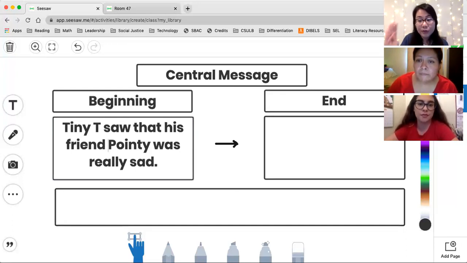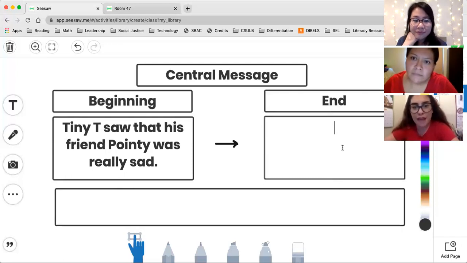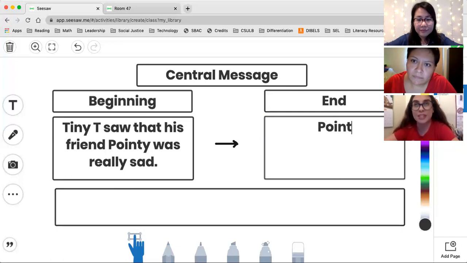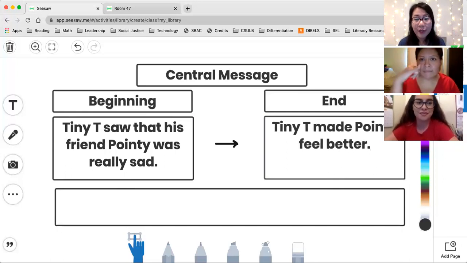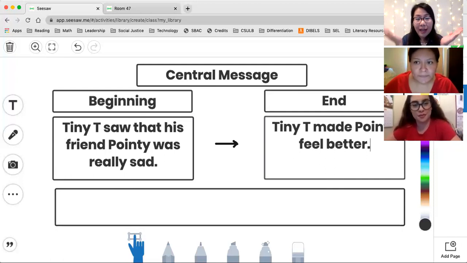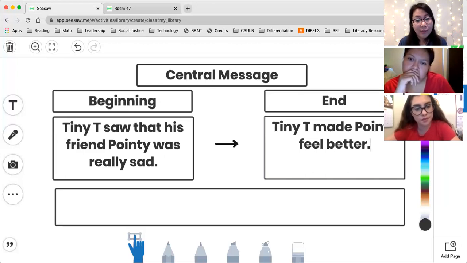And we get to the whole story where he's just trying to see what's going to happen to Pointy, right? So at the very end, where does that leave us? What happened at the very end of the story? Ms. Yakimowicz? At the end, Pointy or Tiny T made Pointy feel better. Awesome. That was beautifully put. So if we look at our beginning and our end, let's ask ourselves, what changed? How did our character change from the beginning and the end? And what does that tell us about what we can apply in our real lives?